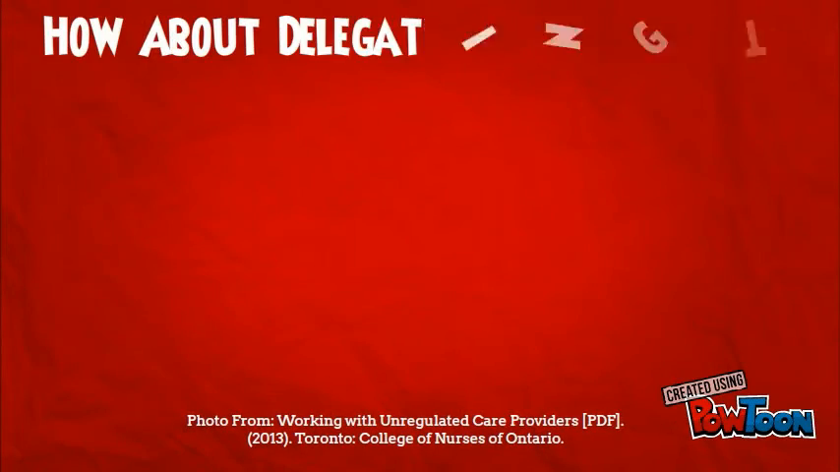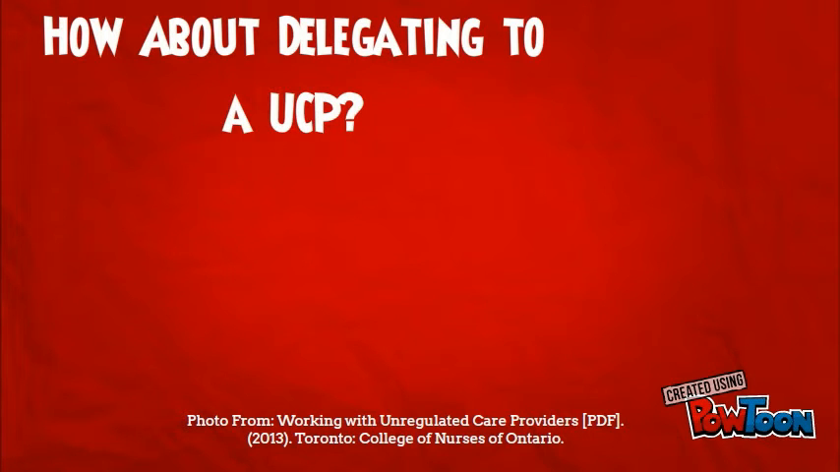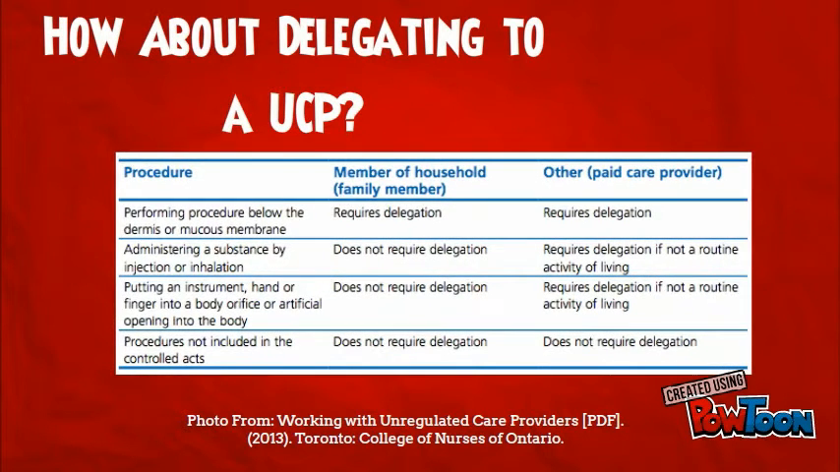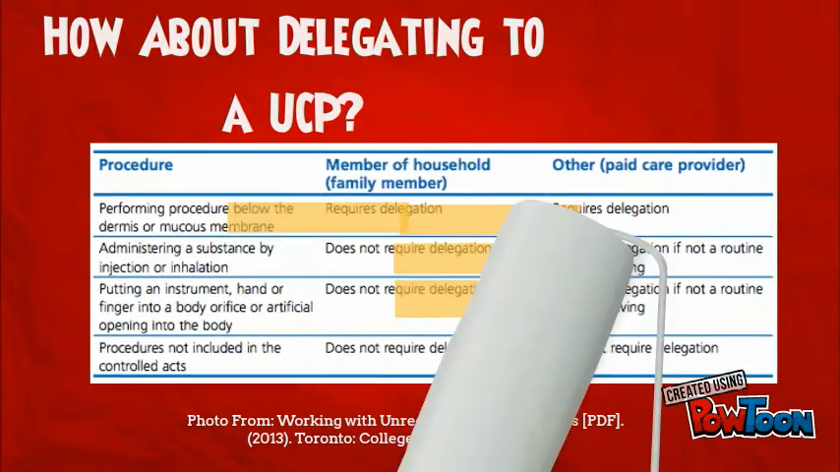How about delegating to a UCP, or unregulated care provider? For procedures below the dermis or mucous membranes, family members, members of the household, or other paid care providers require delegation according to CNO's Working with Unregulated Care Providers 2013 document. However, go by institution policies. Always refer to CNO's delegating guidelines and your institution's policies.